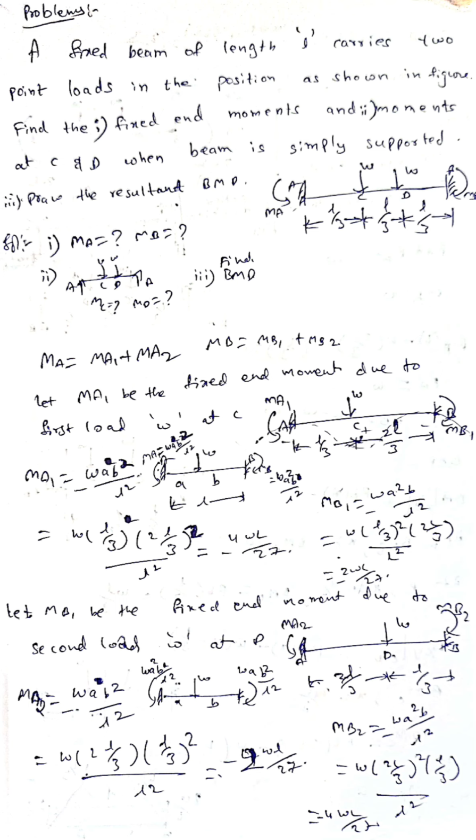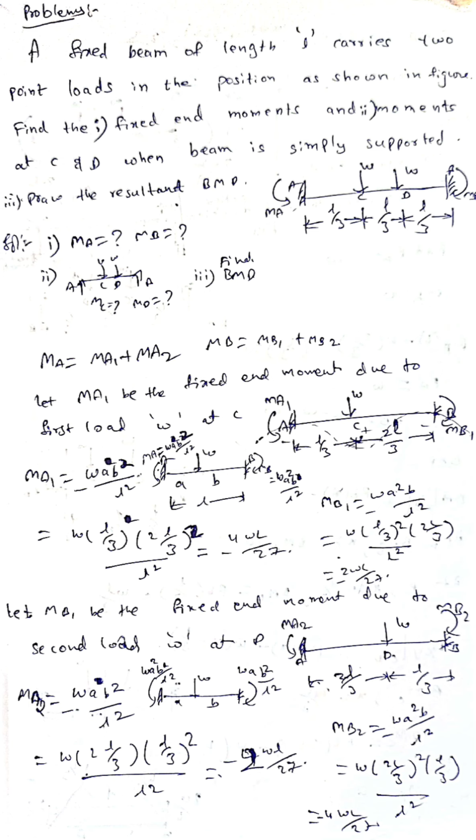Similarly, let MA2 and MB2 be the fixed end moments due to the second load W at D. The second load W at D is shown in this figure. So MA2, MB2 we can calculate using the same formula. Here A is 2L by 3, B is L by 3. So we get MA2 equal to minus 2WL by 27, MB2 equal to minus 4WL by 27.